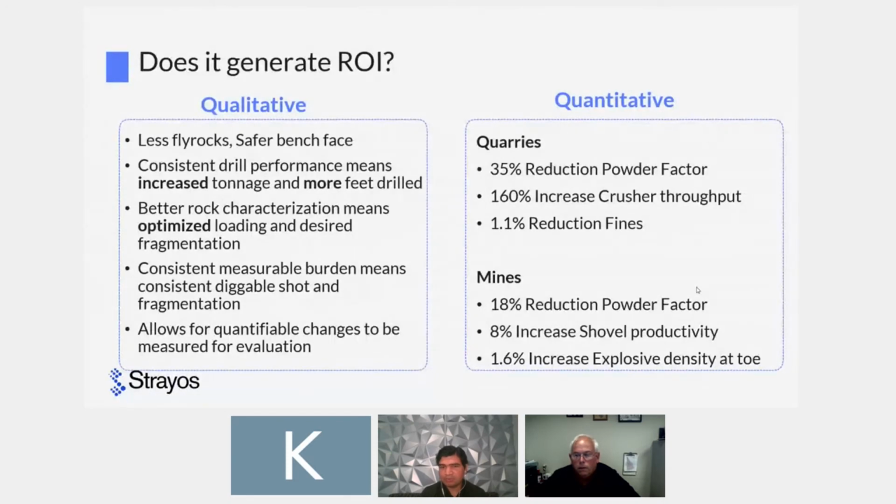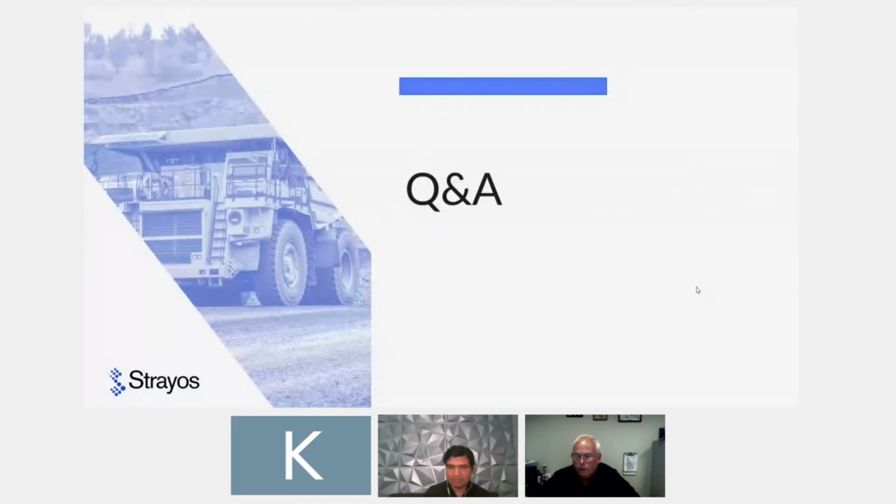And so these numbers speak for themselves, and these are some big numbers which have been seen not just on the quarry side, but also if you see on the mine side how just a few percent increase in the shovel productivity can lead you to a lot of profitable operations overall. And we'll be happy to provide more information on how these case studies have been carried out as well. So, this brings the end to the presentation here.